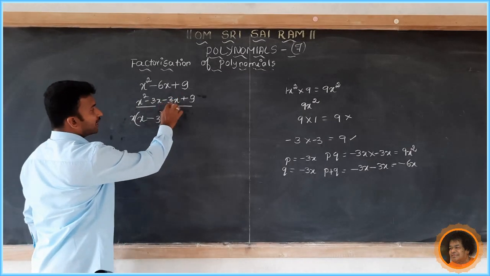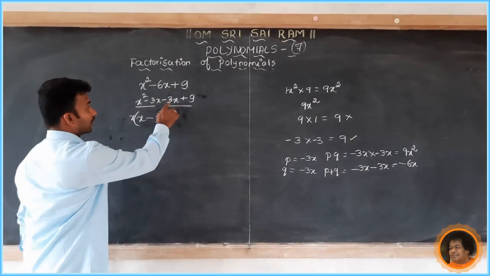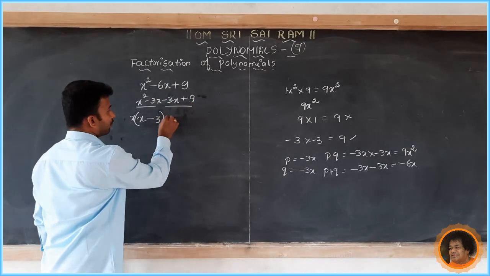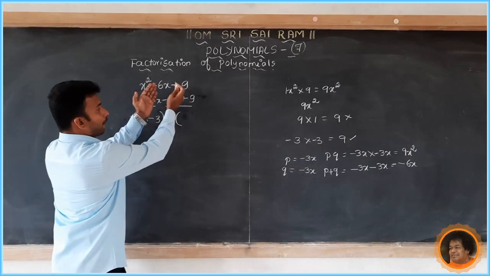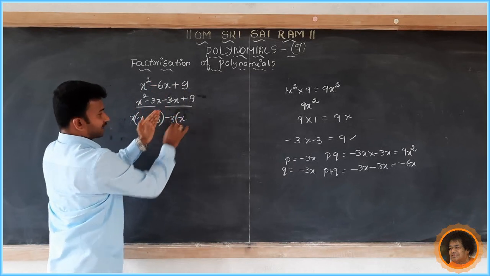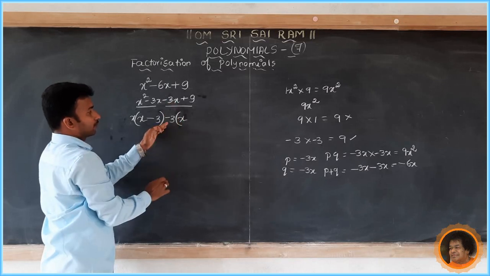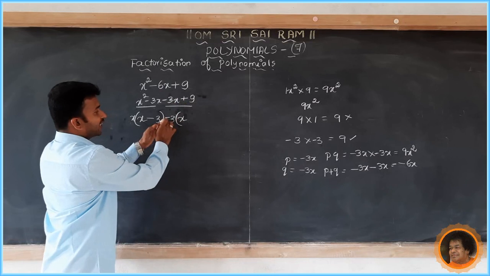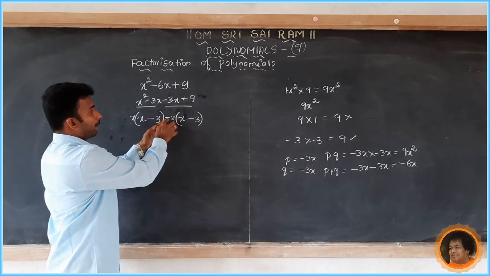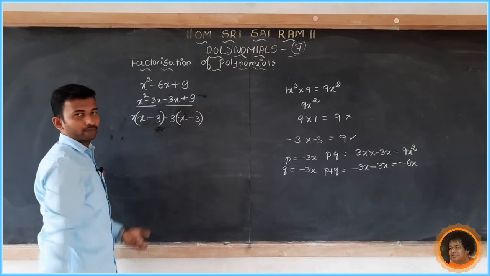Then next, minus 3x plus 9. What is the common factor? In these two terms, 3 is the common factor. With the minus, minus 3 is the common. Minus 3x divided by minus 3 is equal to x, or minus 3 into x is equal to minus 3x. Next, plus 9 divided by minus 3, what is the answer? Minus 3, or minus into minus plus, 3 into 3, 9.